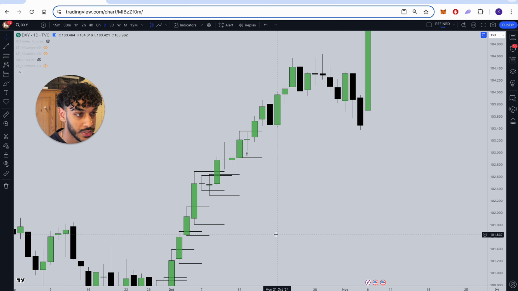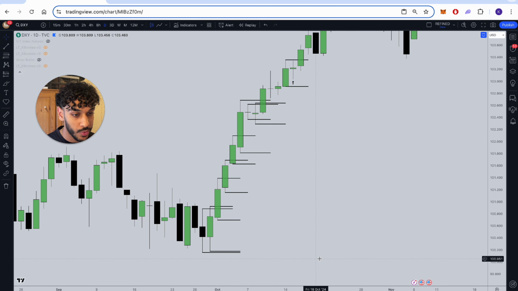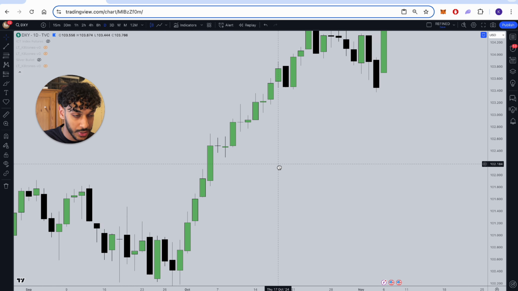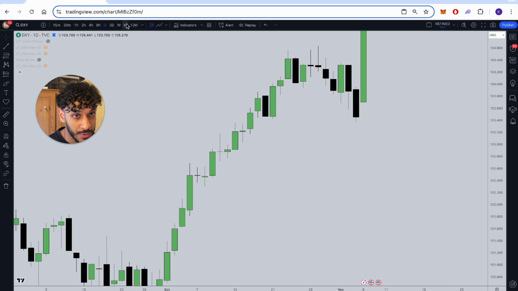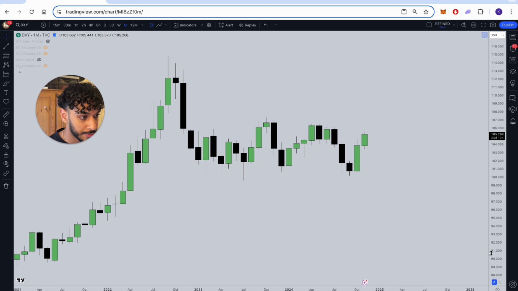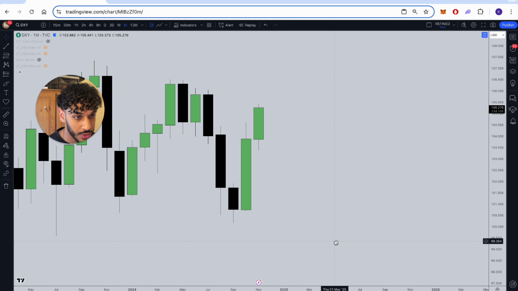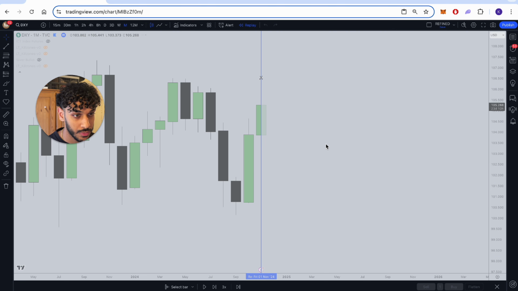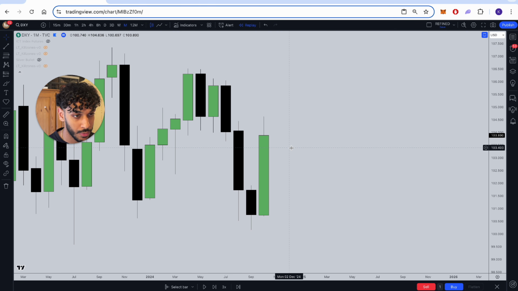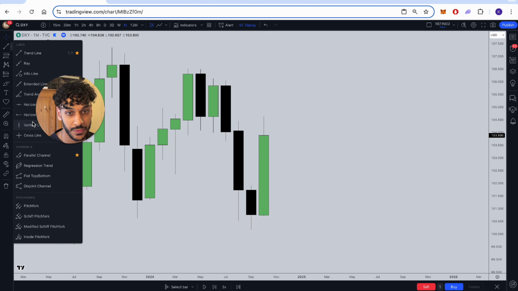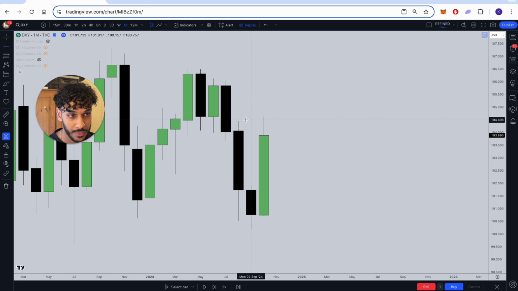So how do we actually use that in price? How can we basically use that to forecast a bias? Well, first of all, if we go on the monthly, we can use this idea of power of three, okay? So let's say you didn't know what the next monthly candle was going to do. First of all, we can mark on previous month's high and previous month's low.